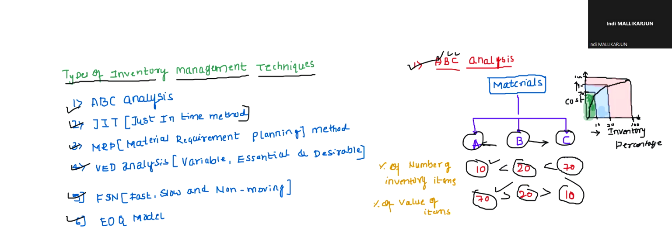See here, this is our graph, cost versus inventory percentage. Only 10% of the inventory items account for the highest cost. The inventory item percentage is less, but it belongs to A. The second one belongs to B, and the third one is C. For this ABC analysis, we will solve one problem so that we will come to know what ABC analysis is.